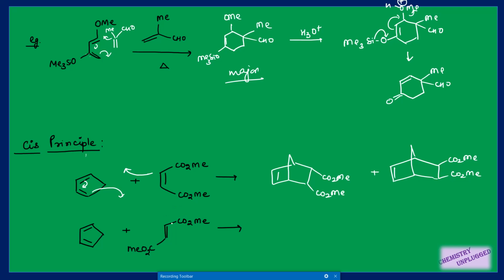Similarly, in this case this is a trans alkene, so the attachment of these two ester groups will remain opposite to each other in the product also. One group is, suppose, going exo, the other one will go endo, right? I will get only a single product in this case, because if I write this one as exo, it will go endo, so the things will remain the same.